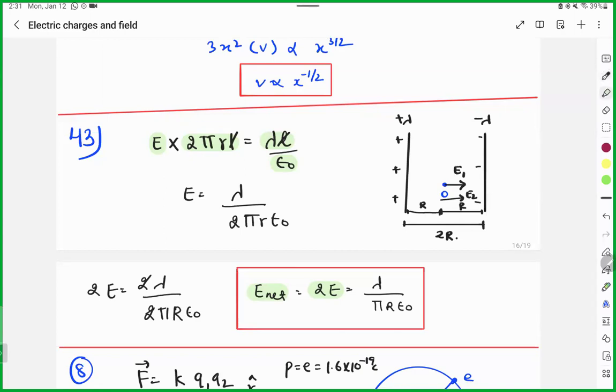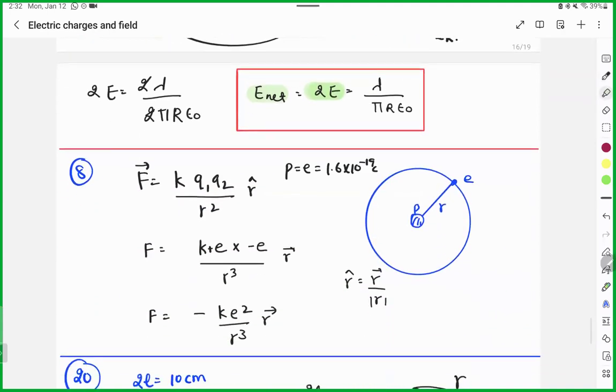Okay, Anvita. So the electric field is E, the area is 2 pi RL, and the charge value is lambda L, because linear charge density is equal to charge by length. So instead of charge, you can write lambda into L. L will cancel. Your E value is 2 pi lambda by 2 pi R epsilon. But here the electric field is double. Why double? Because both are in the same direction. So you can put double this amount. Understood?